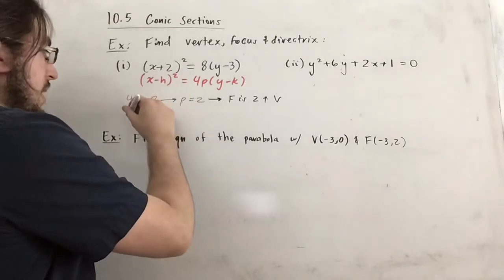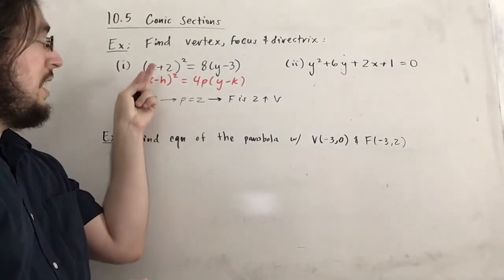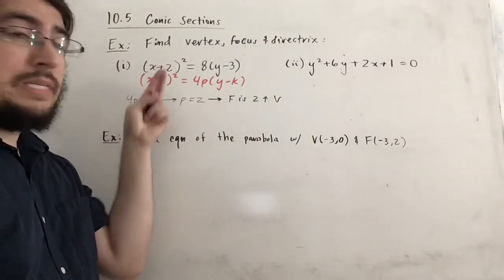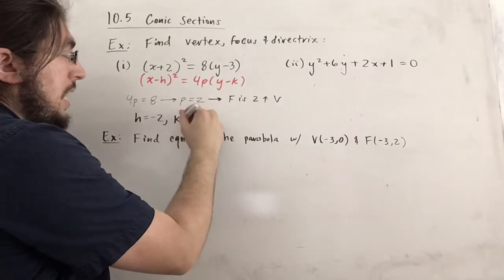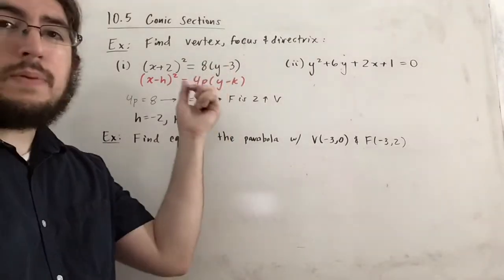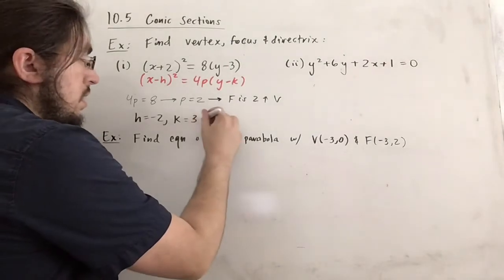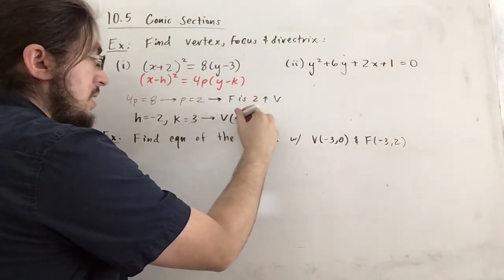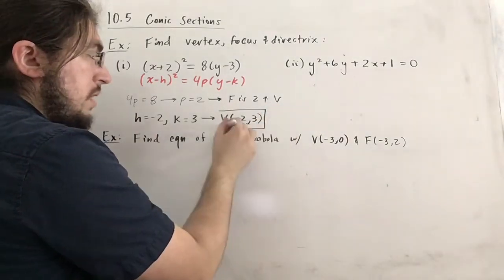Well, okay, the vertex we can actually find pretty easily because if you just look at this, x minus negative 2 is the same as x plus 2, so h right away is negative 2. And similarly, k is just 3 because y minus 3 is the same as y minus k, so k is equal to 3. So we actually have a vertex of negative 2 comma 3. That's one of the things we wanted.